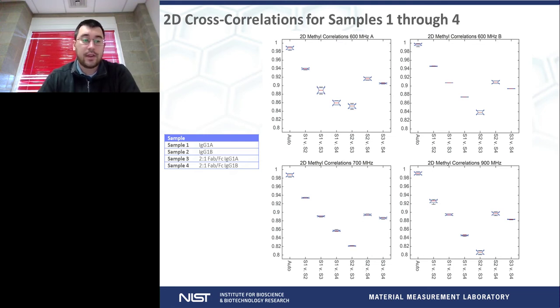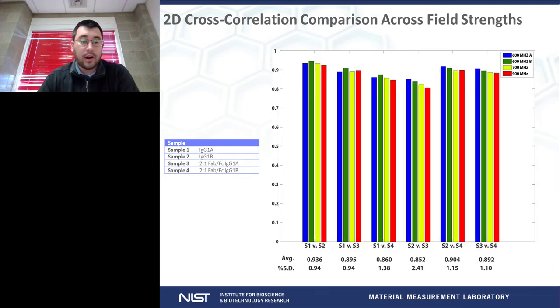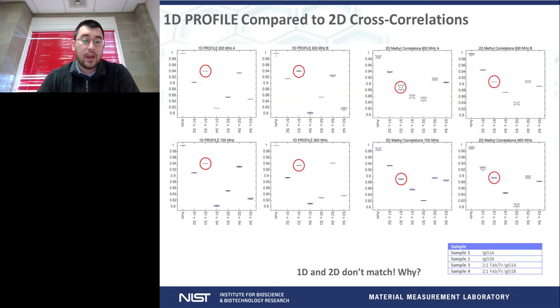The samples we're looking at are the same samples that we looked at with respect to the 1D data. And you will also see that the 2D data is very comparable within its own subset of 2D data. And once again, the bar graph illustrates that each of the spectrometers gives you fairly similar data. But as I mentioned, you do see that the trend between the 1D profile method and the 2D cross-correlation method are slightly different. And I'm just going to highlight a couple of instances.